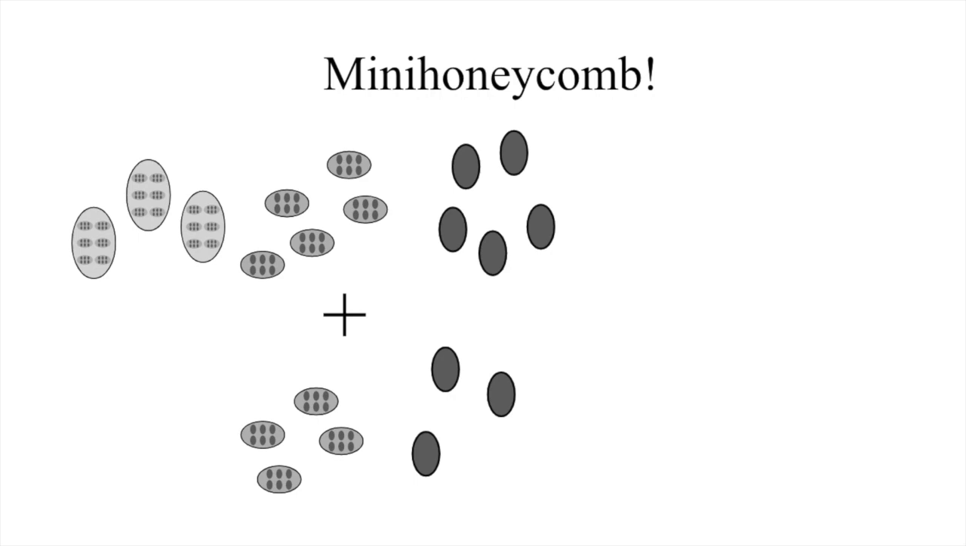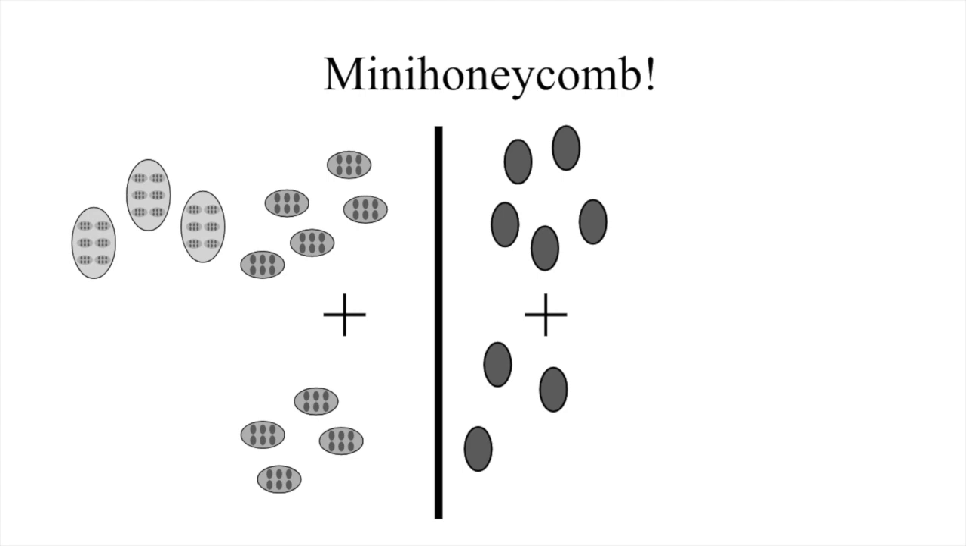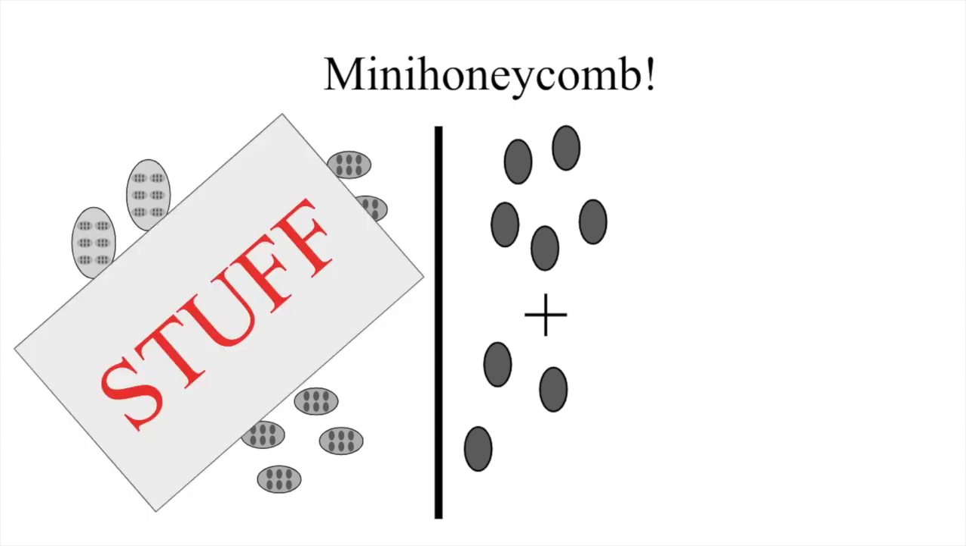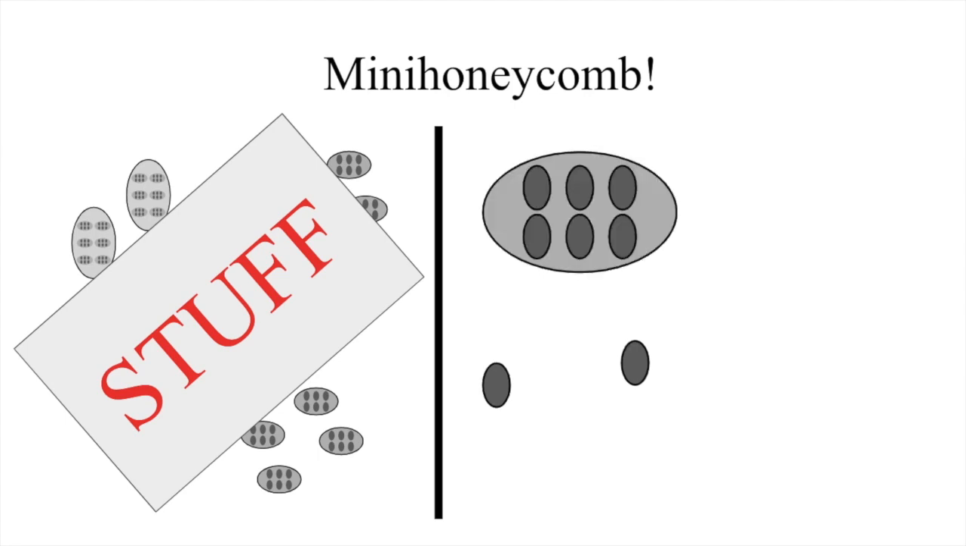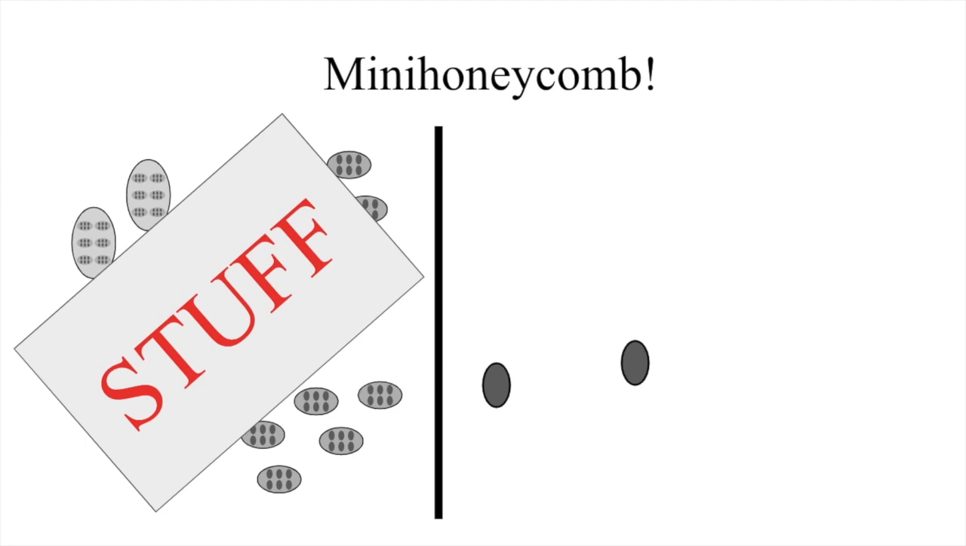Just like before, we can separate out all the groups from the singletons. Then, because we only care about the last digit, we can label everything on the left side as stuff and continue only with the right side. Doing this addition, we get 1 group of 6 and 2 ones. And then, if we move this group of 6 over to the stuff, we get our final answer. 5 plus 3 is equal to 2 in Minihoneycomb.